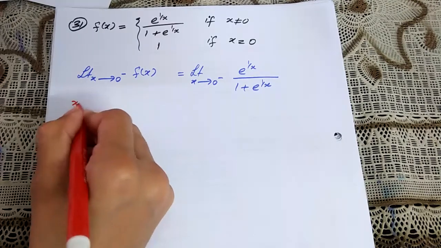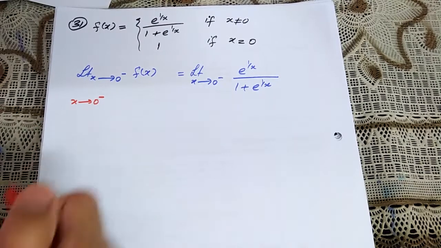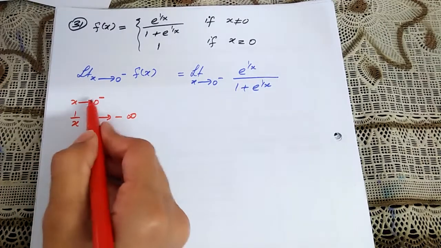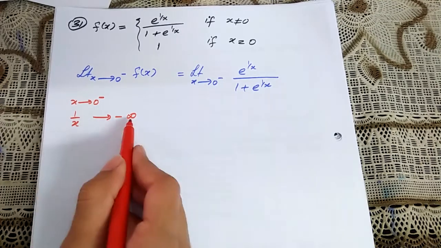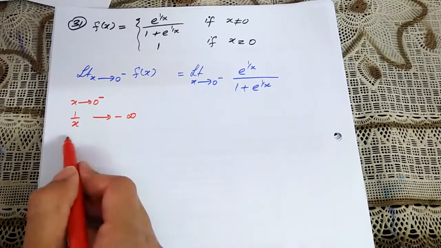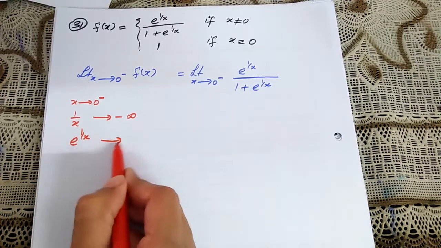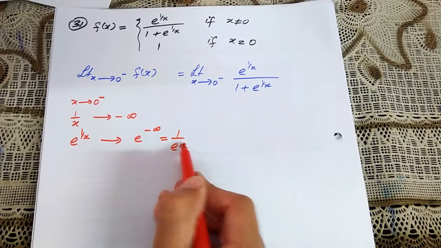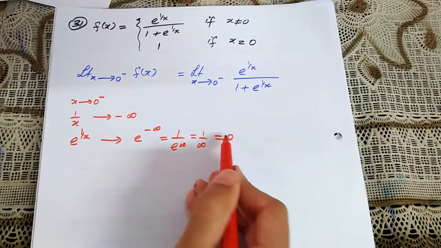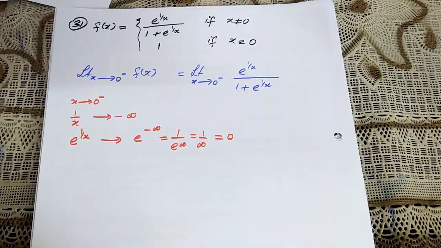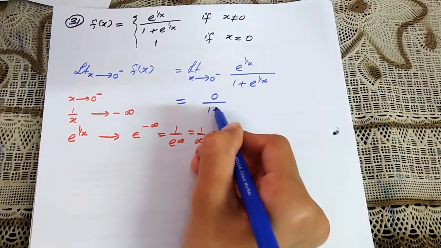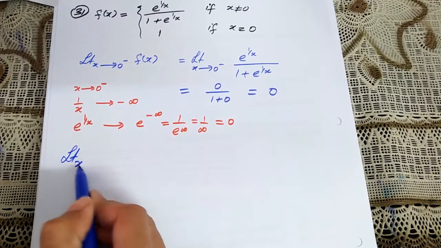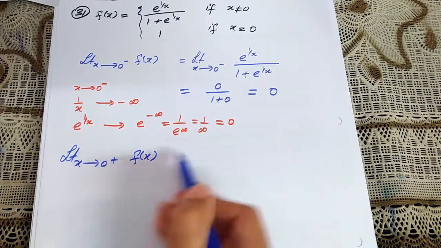When x approaches to 0 minus, this means that 1 over x approaches to negative infinity because it is approaching from the negative side. So this means e raised to power 1 over x will approach e raised to power negative infinity. And that is equal to 1 over e raised to power infinity, and that is 1 over infinity, which will give us 0. So we will get here 0 over 1 plus 0, that is equal to 0.